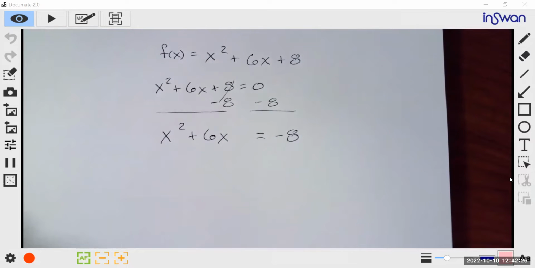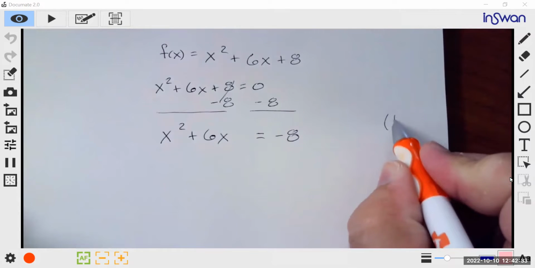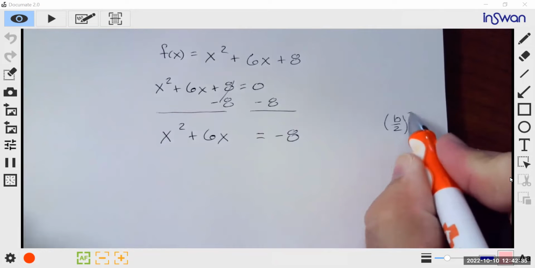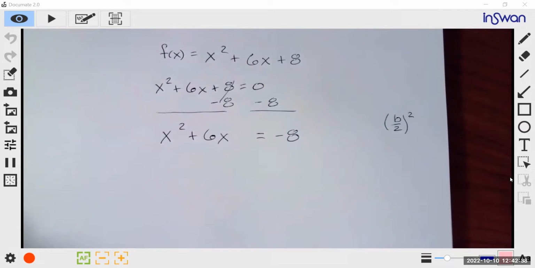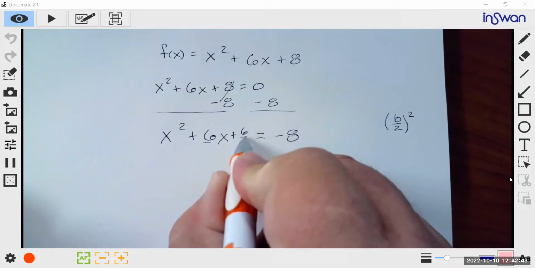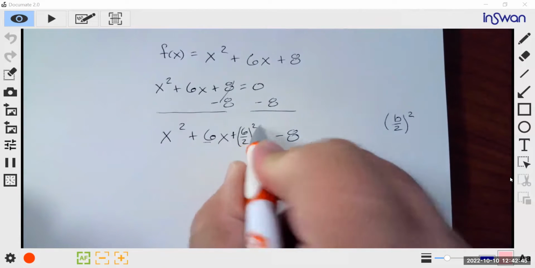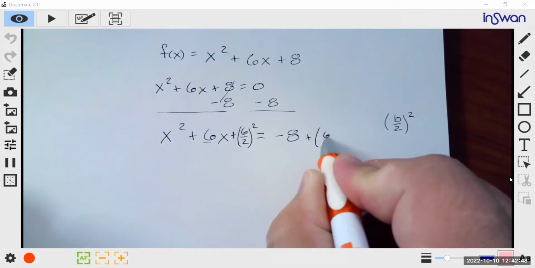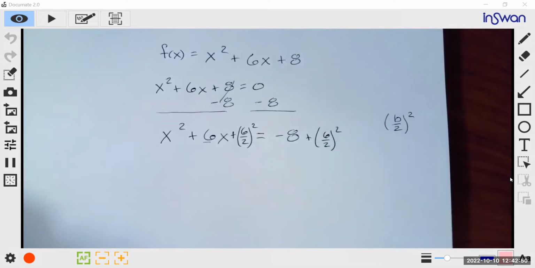Then what do we add to both sides? (b/2)². What's b? Whatever's in front of the x. So we have (6/2)². Add that to both sides. And don't worry about the sign, because when you square it, it becomes positive. So just put the number in front of x.